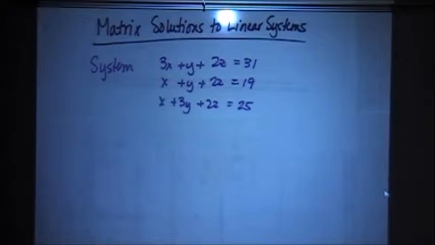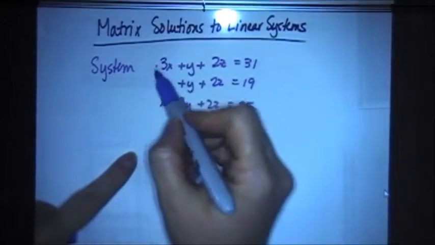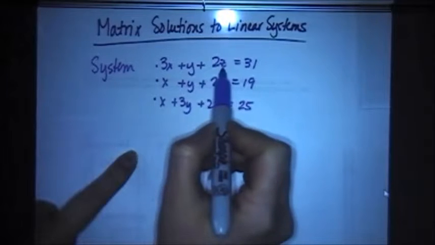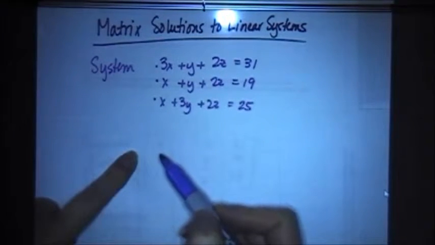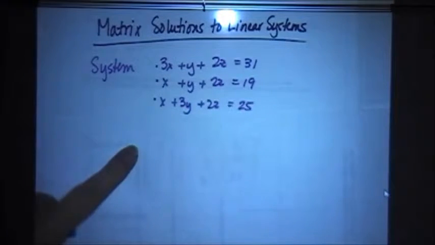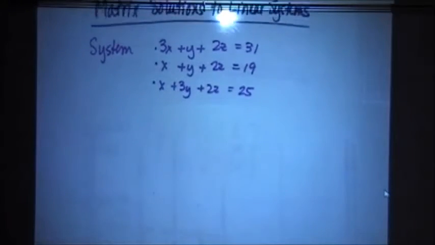This system is what we would call a 3x3 system because there are 3 different equations and they have 3 variables, x, y, and z. But when we build our matrix, we're going to build a 3x4 matrix because we're going to include the answers in that matrix as well. So this is what your matrix will look like.